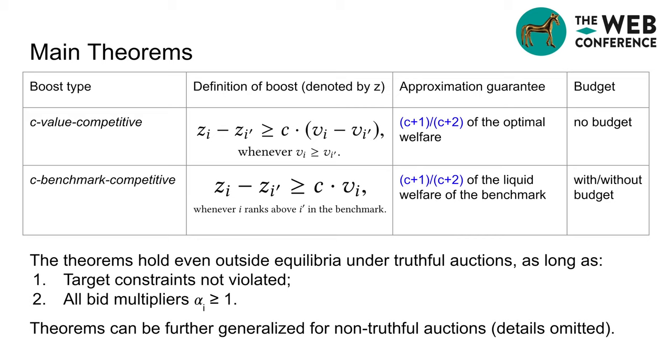We emphasize that our theorems hold even outside equilibrium under truthful auctions, as long as the following two conditions are met. The first is that the target constraints are not violated. Otherwise, the allocation will not make sense. The second condition is that all bid multipliers are no less than one, and that is actually automatically satisfied in truthful auctions. And these theorems can be further generalized to non-truthful auctions, but with additional assumptions, and here we just omit the details.